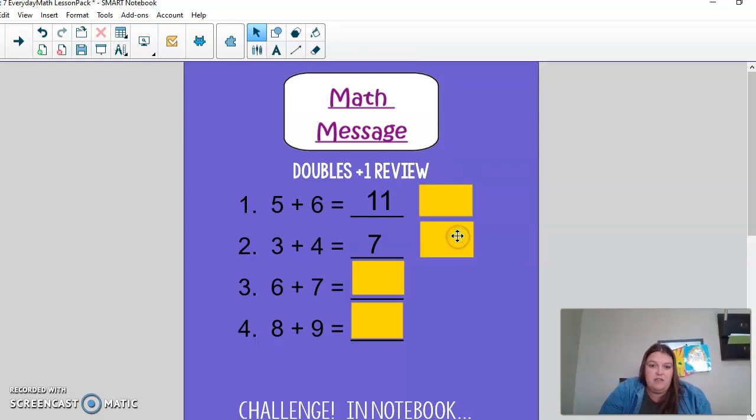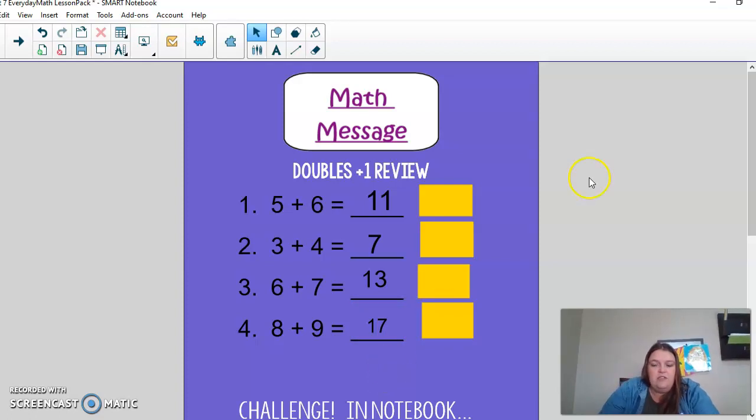One more is 7. Number 3, 6 plus 7. We're going to use 6 plus 6, add one more. 6 plus 6 is 12. One more is 13. Number 4, 8 plus 9. 8 plus 8 is 16. One more is 17.